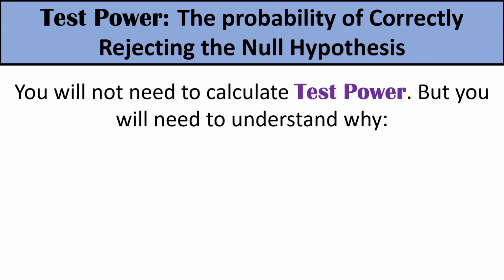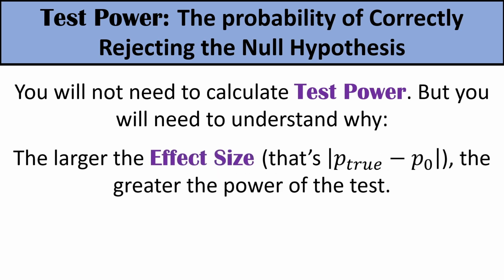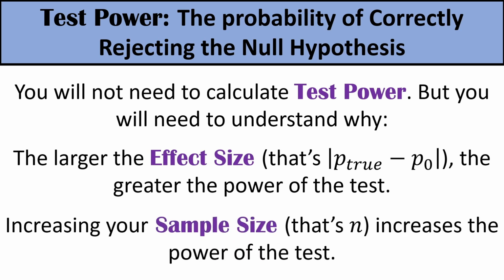Right, so that's the whole story. Test power is the probability of correctly rejecting the null hypothesis. You will not need to calculate test power, but you will need to understand why the larger the effect size, the greater the power of the test, and increasing your sample size increases the power of the test. So I hope this short video has helped you to understand this important concept in hypothesis testing.